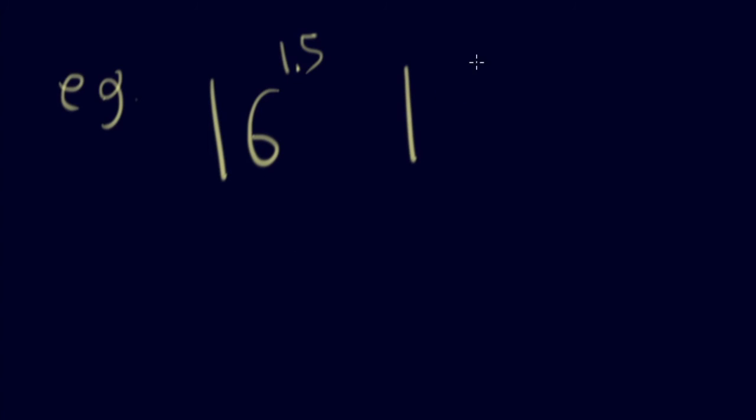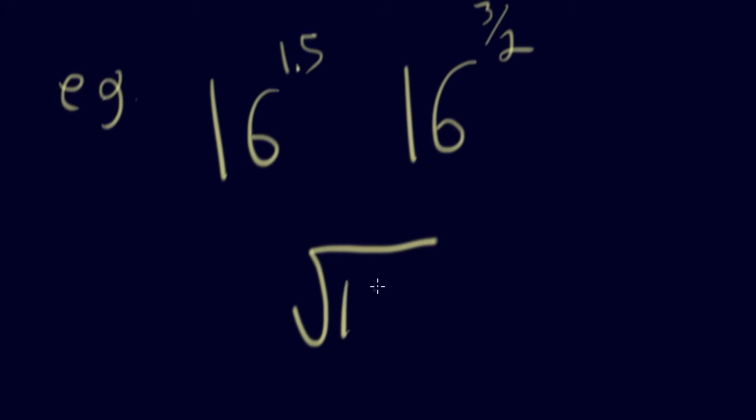Because, again, your teacher's probably taking away your calculator. Remember, this is really 16 to the 3 over 2. Hopefully you remember that 1.5 is actually 3 over 2. So you're like, okay, I got this. No problem. Well, again, 16 would go inside a square root, and normally you would put the 3 right here, right?